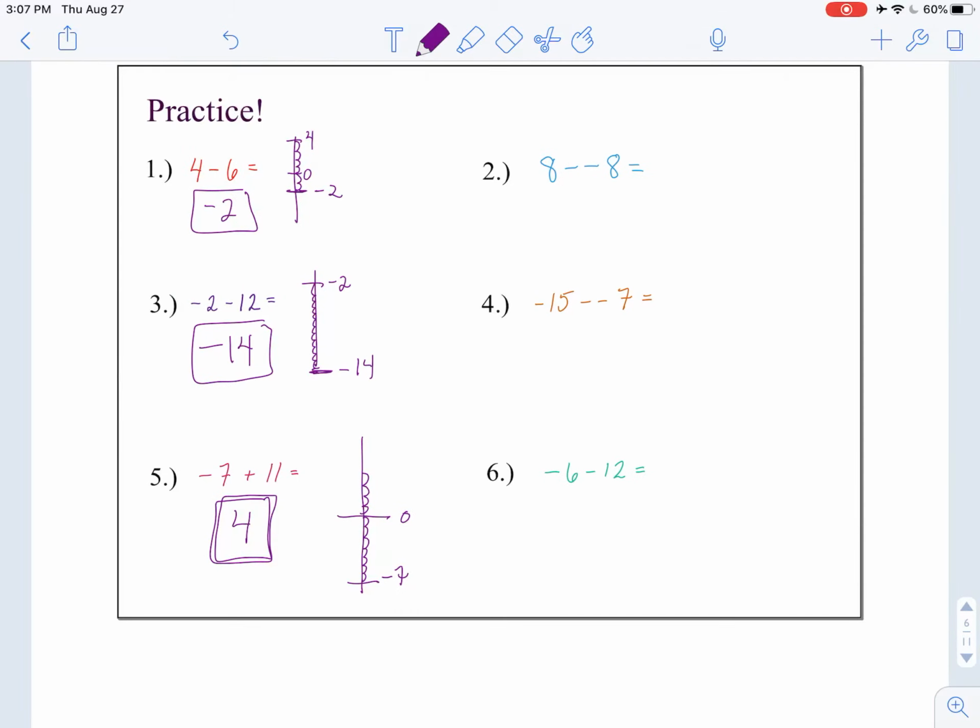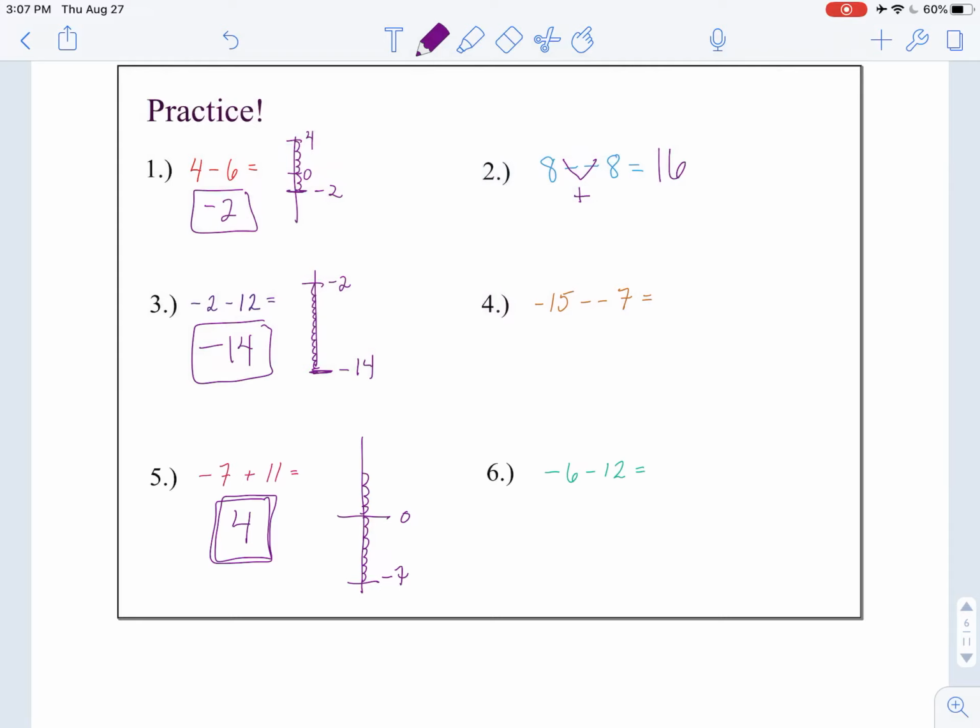Here I have 8 minus a negative 8. This is not 0. If you said 0, that is incorrect. 8 minus 8 is 0. But 8 minus a negative 8 means we're taking away a negative 8, taking away 8 empty spaces. And if I'm taking away an empty space, that means I'm filling it in. So this turns into a plus, and it's actually 8 plus 8, which is 16.